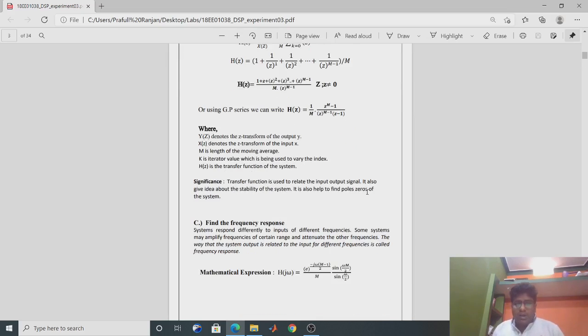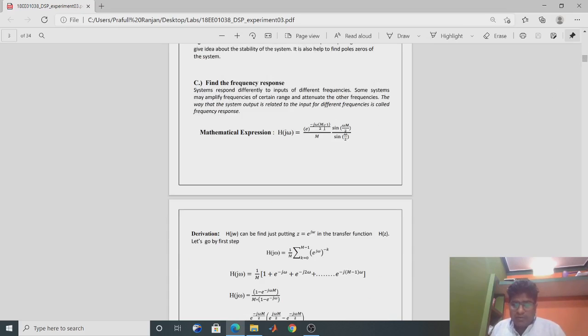Now coming to the significance. The transfer function is used to relate the input and output signal. It also gives some idea about the stability of the system. It also helps in finding the poles and zeros of the system. If we encounter poles, then we can say that the system becomes less stable, and if we find zeros, then it becomes more stable.